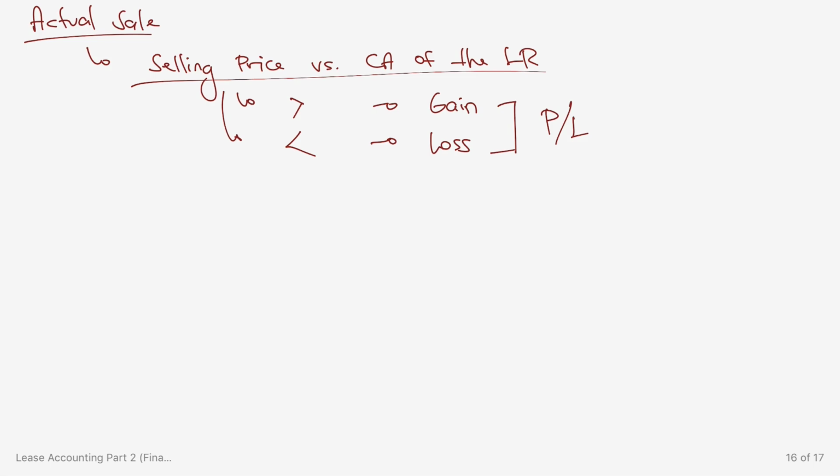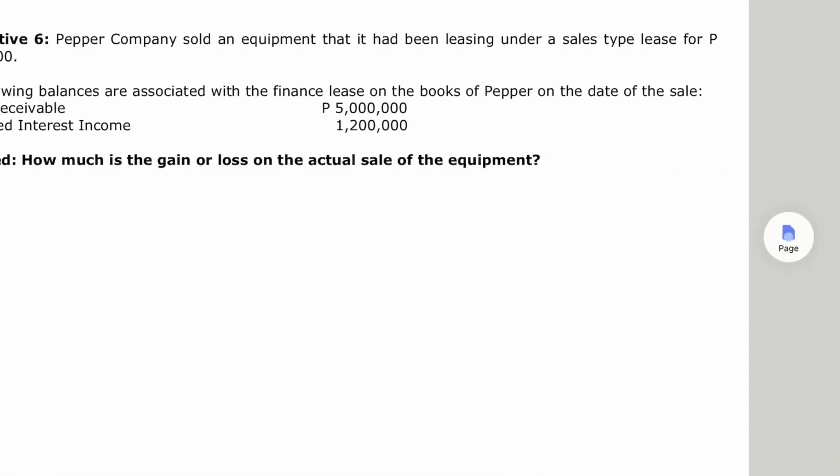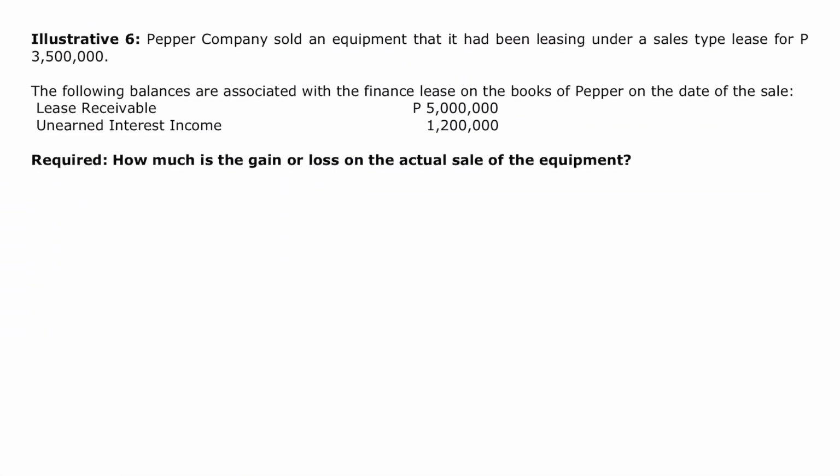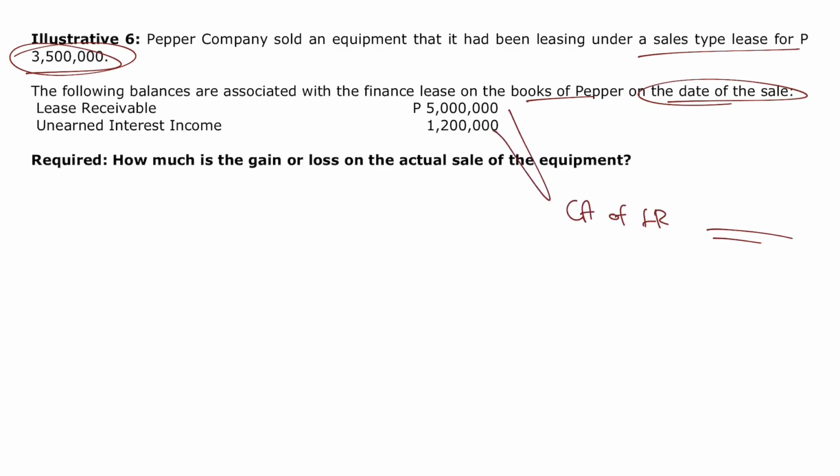To illustrate this last concept, let's move on to the last problem, problem number 6. Pepper Company sold an equipment that it had been leasing under a sales type lease for 3.5 million. The following balances are associated with the finance lease on the books of Pepper on the date of sale. The lease receivable amount is 5 million and unearned interest income is 1.2. So how much is the carrying amount of the lease receivable now? This is equal to 3.8 million.